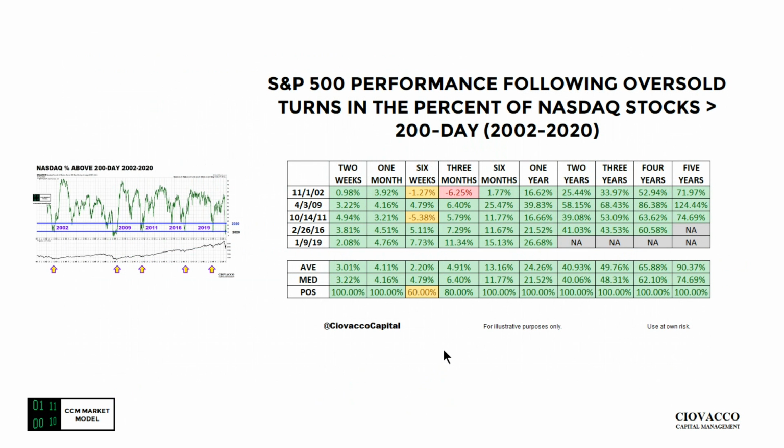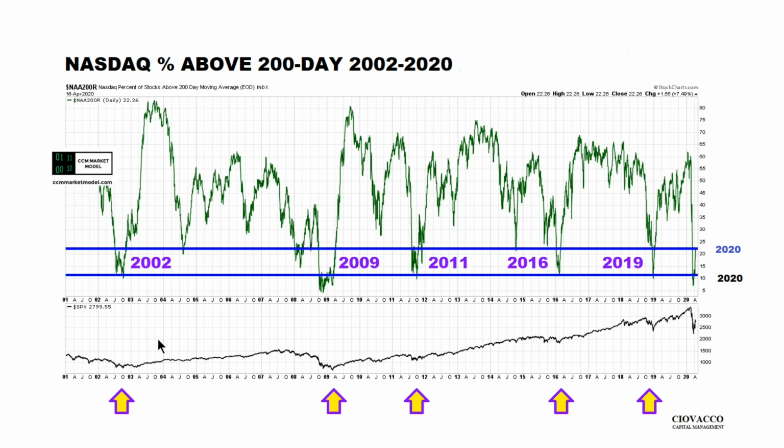Once again, very, very satisfying returns from our probability perspective, 2 weeks to 5 years out. 1 year later, every single case the market was higher, the average gain was 24%. And in each case, the 24% average return is in addition to the initial move off of the low. This is NASDAQ stocks above their 200-day.